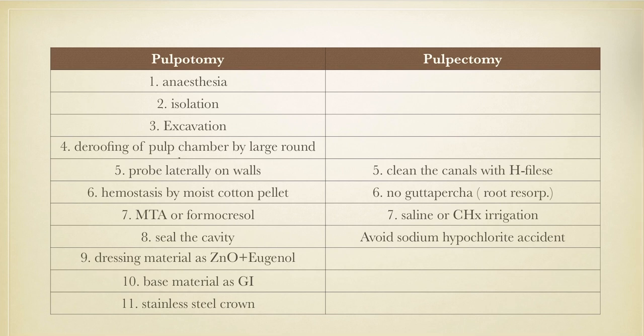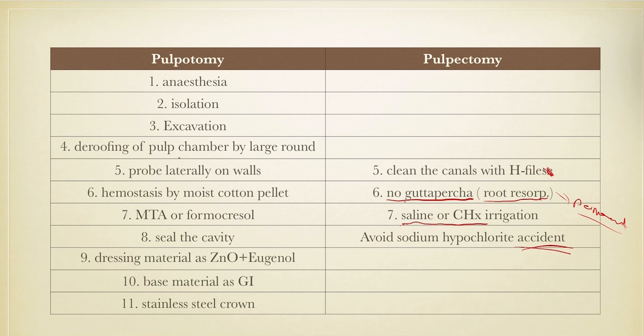Here is a table. The difference between pulpotomy and pulpectomy. The first 4 steps are quite the same. Then from the 5th point, you clean the canals here with files, okay, and you don't use any gutta-percha because of root resorption of the permanent teeth. Okay, and then you use saline or chlorhexidine irrigation, and avoid a sodium hypochlorite accident, please.